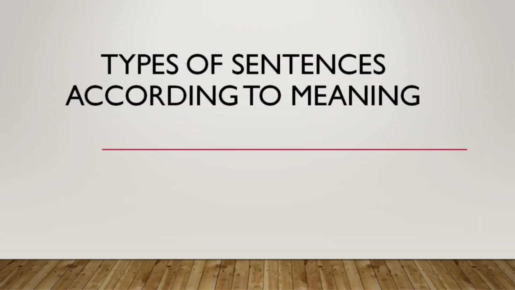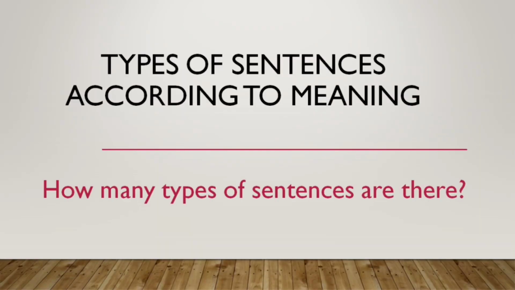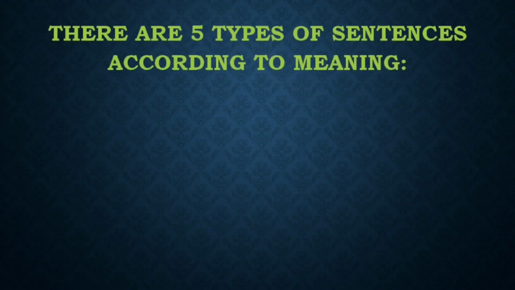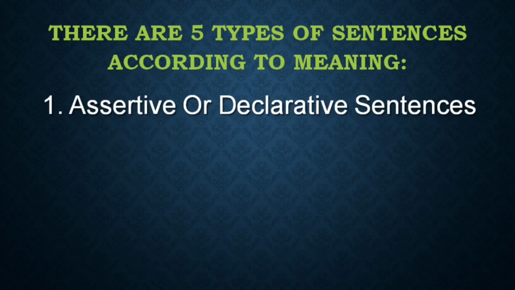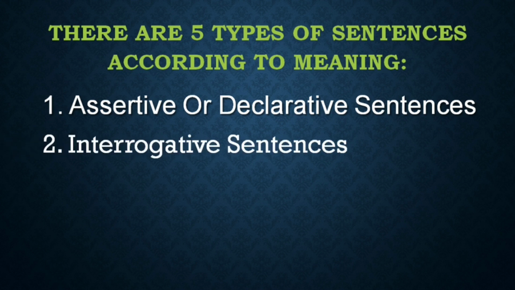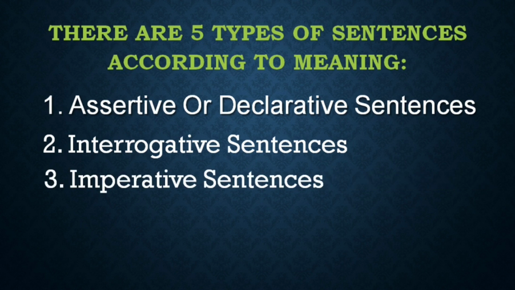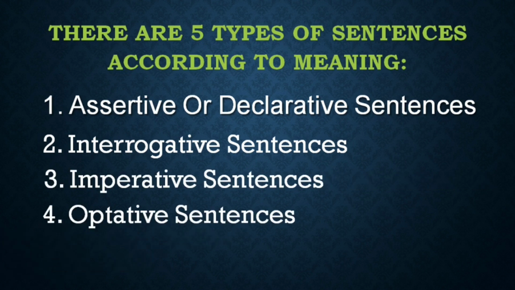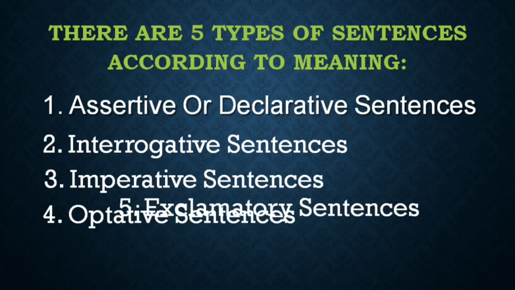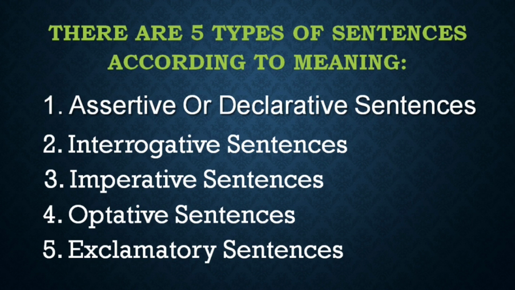Types of sentence according to meaning. Now tell me, how many types of sentence are there? There are 5 types of sentence according to meaning. There are assertive or declarative sentence, it is also called statement sentence, interrogative sentence, imperative sentence, optative sentence, and finally exclamatory sentence.